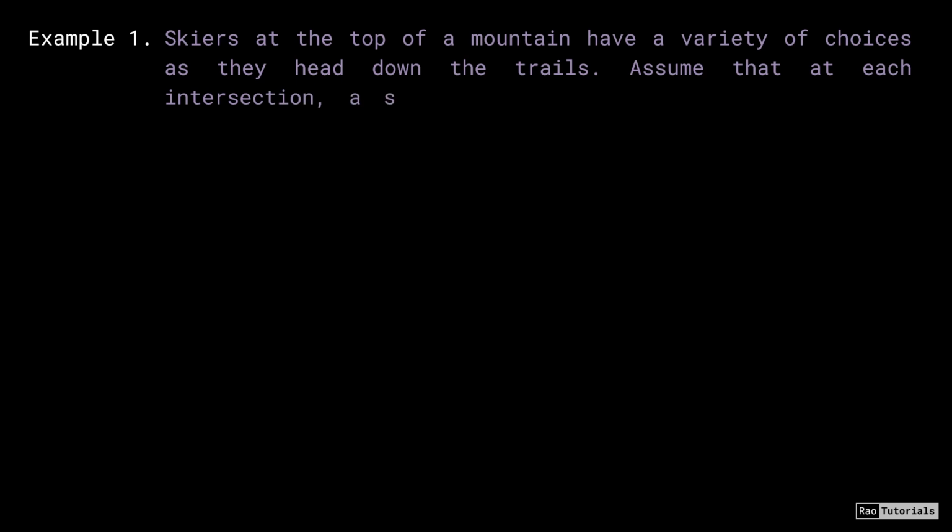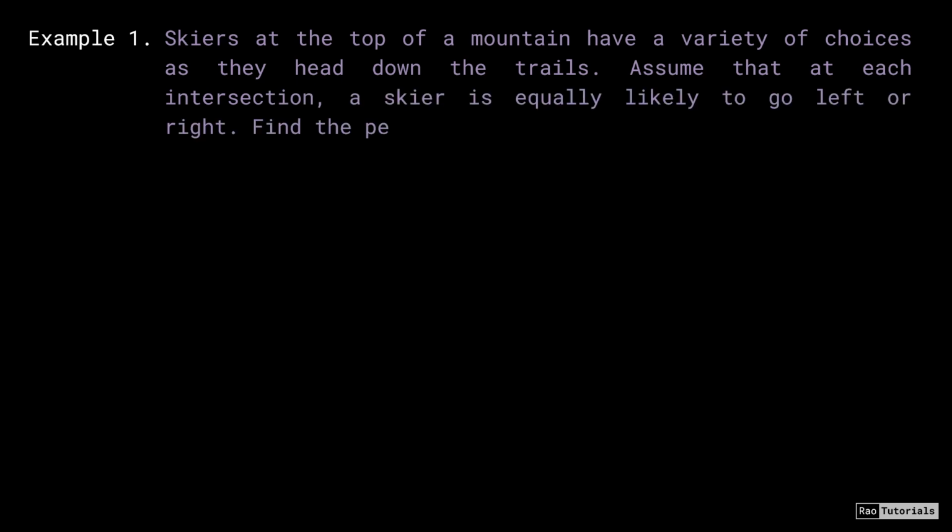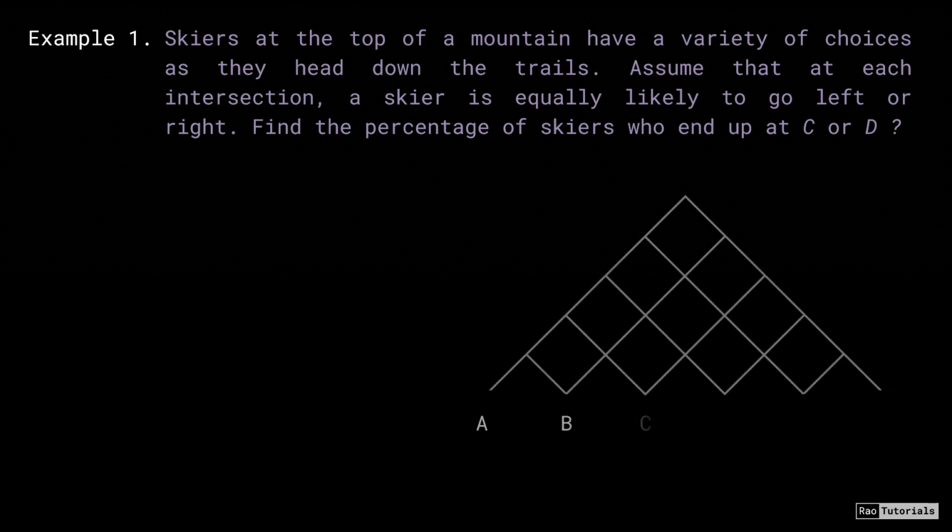Skiers at the top of a mountain have a variety of choices as they head down. At each intersection, a skier is equally likely to go left or right. Find the percentage of skiers who end up at C or D. So we have people descending from the top of this mountain, going down along these trails to reach these bottom points.